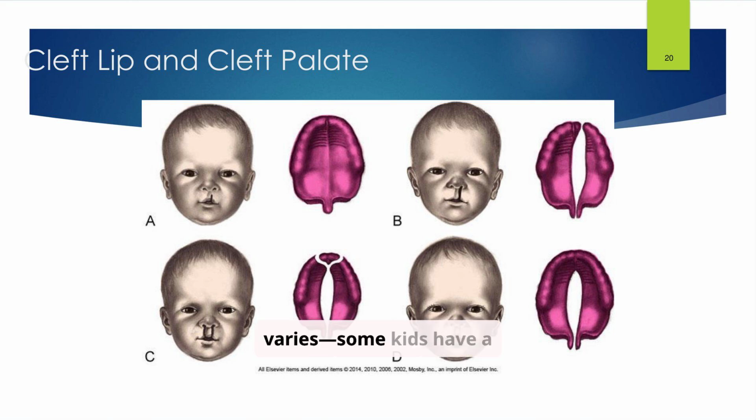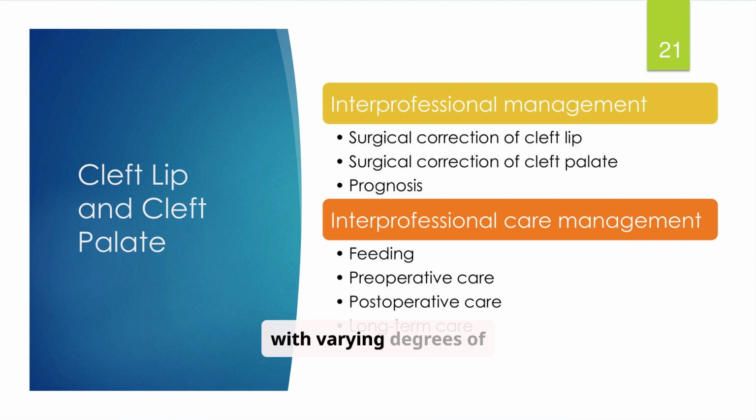Severity varies. Some kids have a tiny notch, others a wide gap. Early intervention helps reduce complications. Nurses play a key role in post-op care, protecting the surgical site, preventing infection, and guiding families through this journey. These conditions present with varying degrees of severity, affecting the lip, the palate, or both. The specific presentation dictates the complexity of feeding challenges and the surgical approach required for repair.